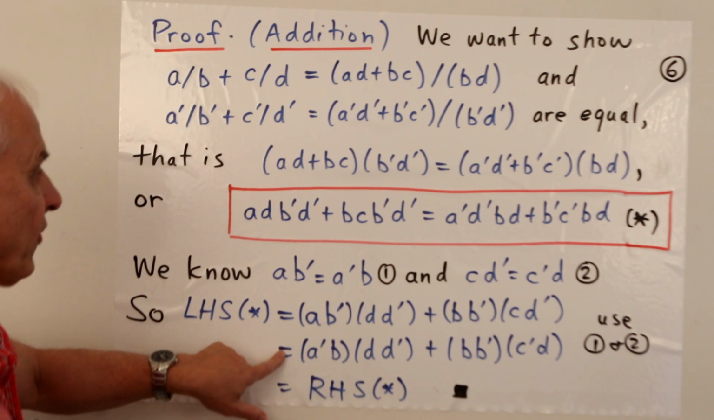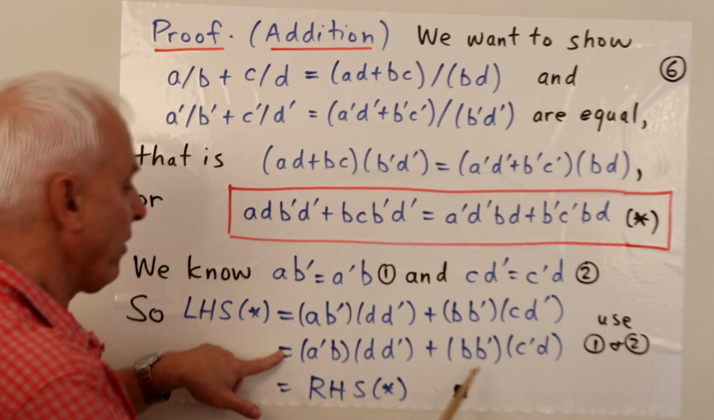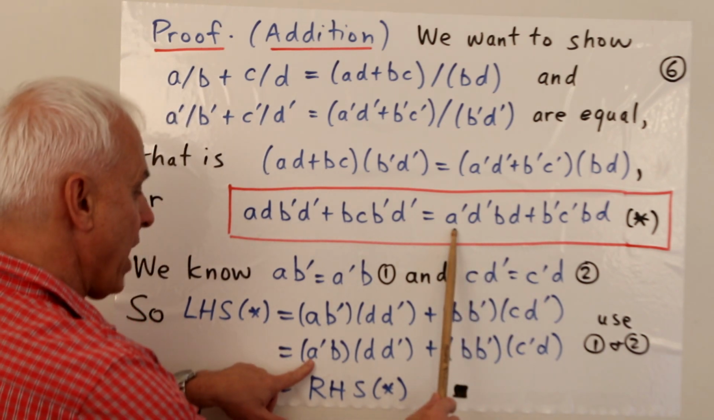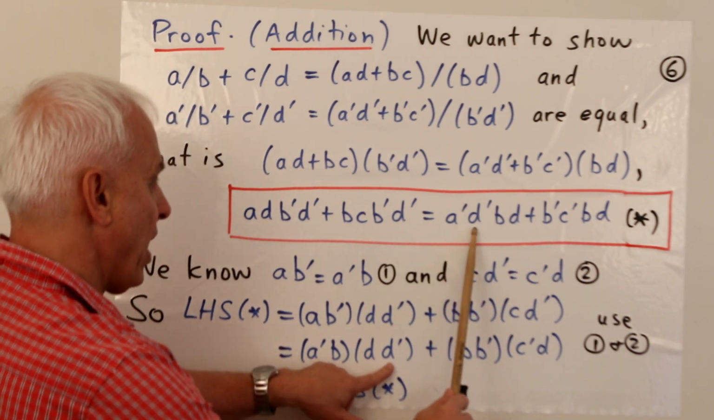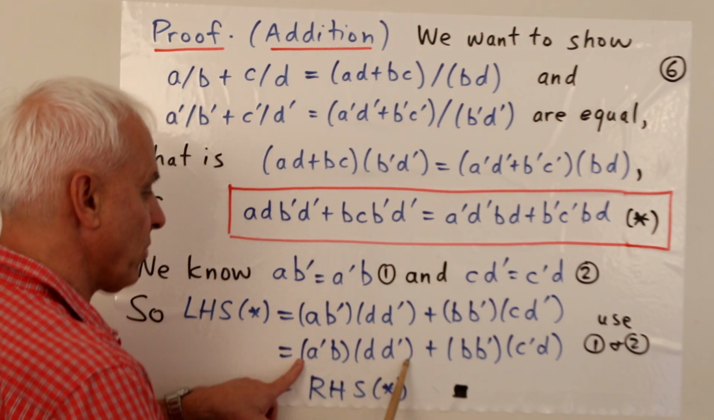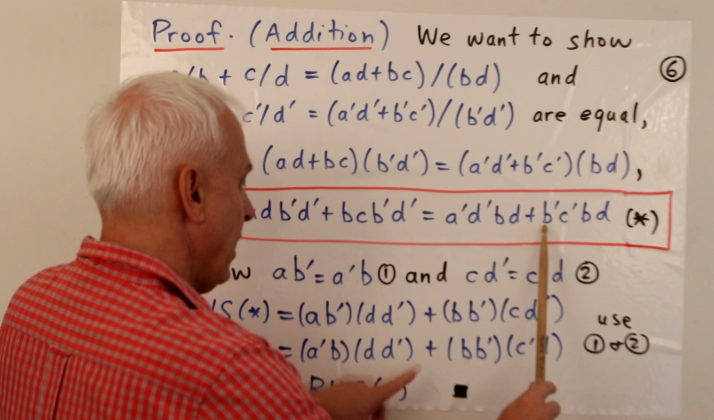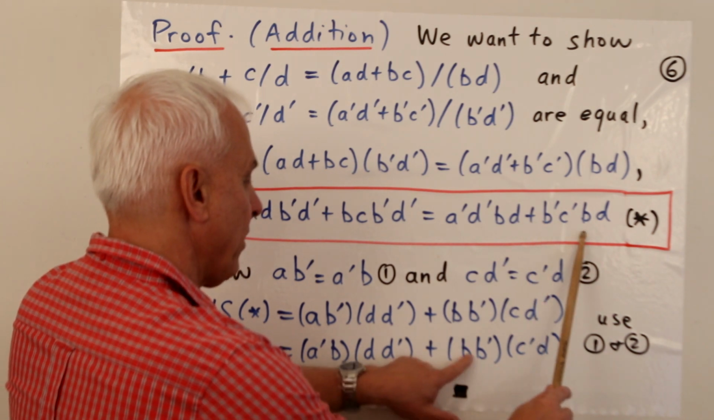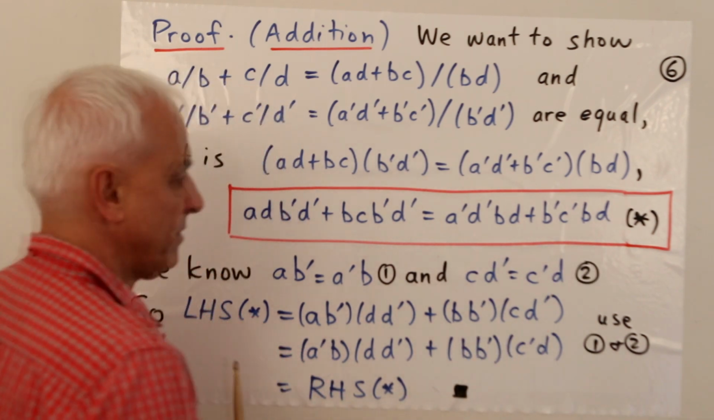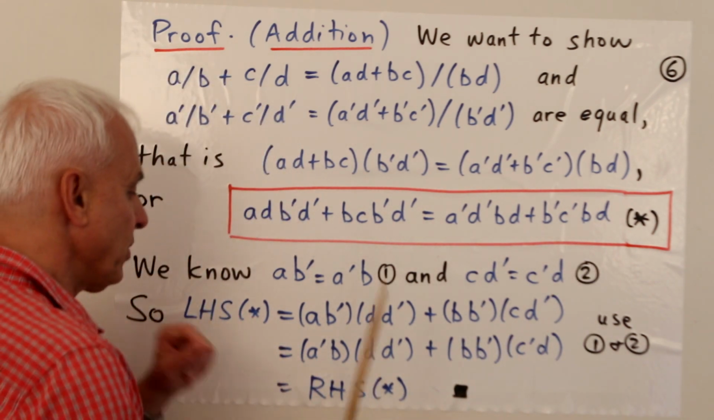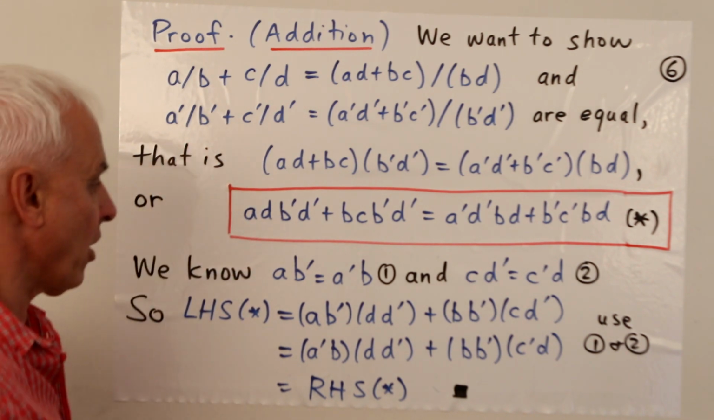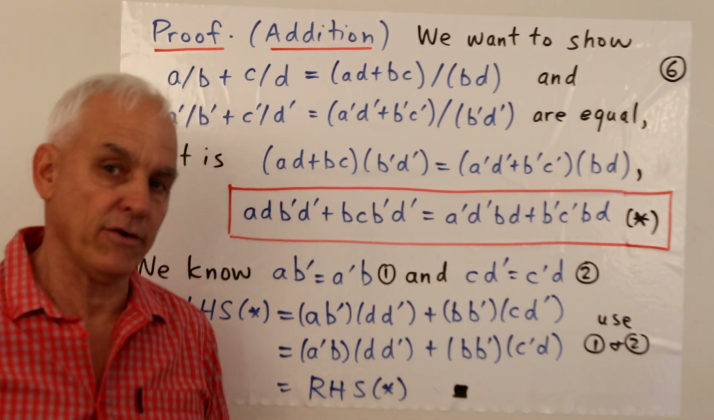And now we look at this and we compare it to the right-hand side. The right-hand side is A prime D prime B D. So that first term is exactly the same as this one. And this one here, B prime B, there it is there, C prime D, there it is there. This is just a rearrangement of that. So yes, indeed, we do get the right-hand side. So this is a true equality, and this follows from our conditions 1 and 2.